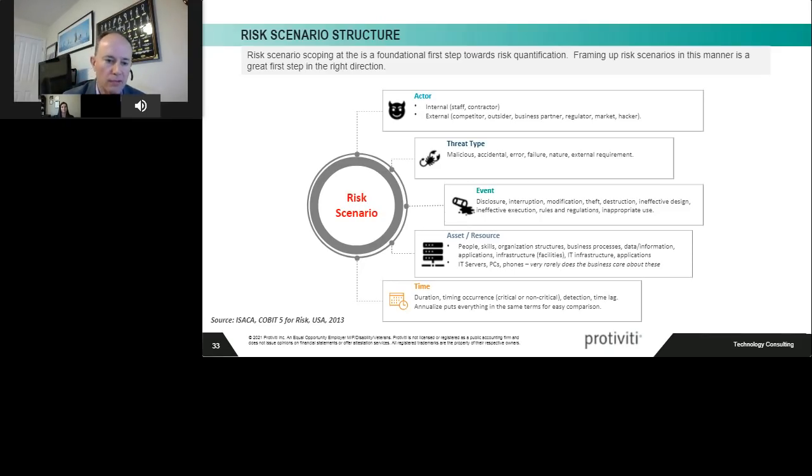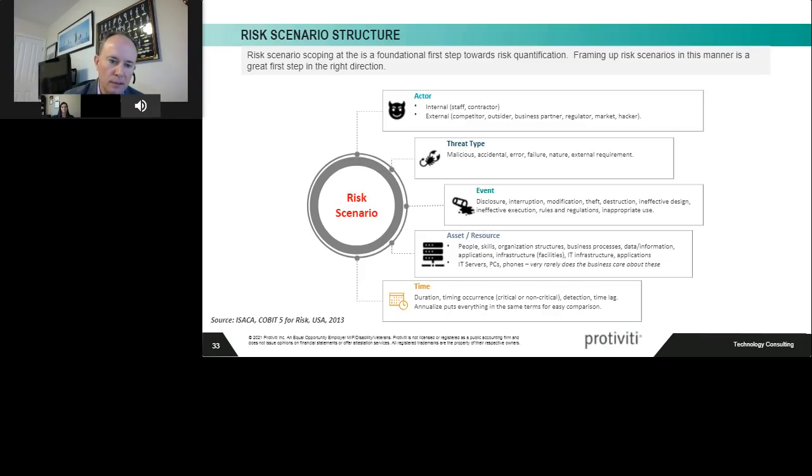We're all kind of saying the same thing, but people in the industry tend to just use these control questionnaires. When you scope a risk, it should contain an actor, and this could be internal or external. It should contain some type of threat type. It could be malicious, accidental, errors, failures. It could be a natural disaster. There is some type of event that occurs. We would think of these as disclosure, interruption, modification. Something happened that made an event. Somebody broke in. And it's always affecting an asset.